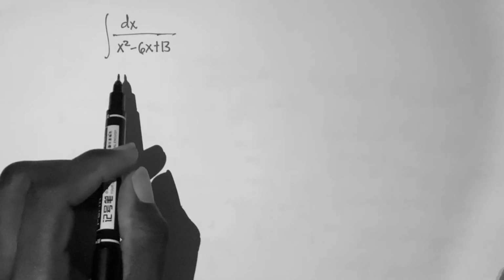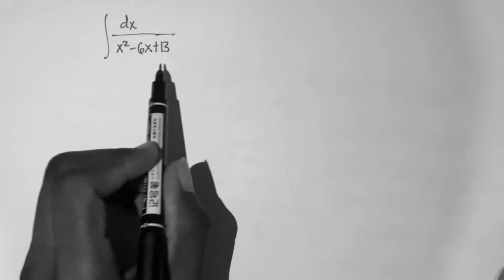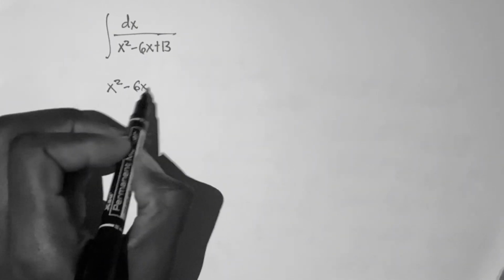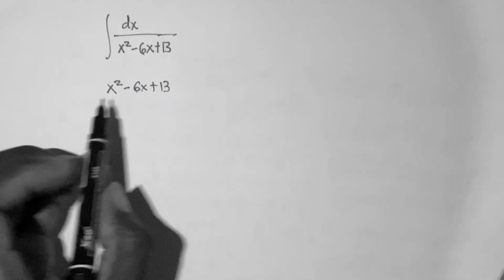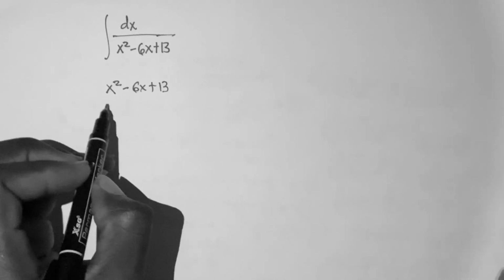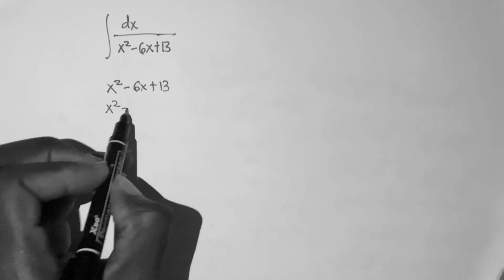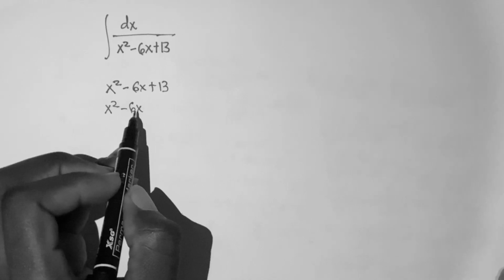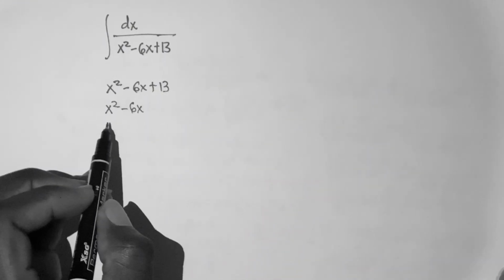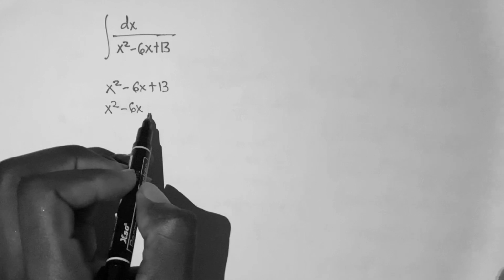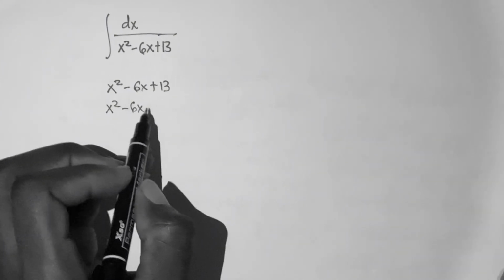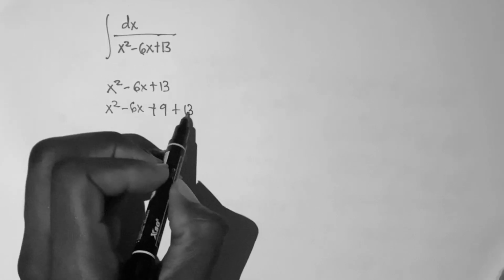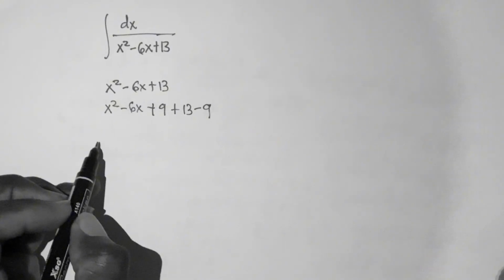So the way to go about this is to first complete the square. So let's complete the square for x squared minus 6x plus 13. In this case, this becomes x squared minus 6x, and we find half of the coefficient of x. Half of minus 6 is minus 3. So when we square it, minus 3 squared is 9. So here we'll add 9, then plus 13, and we subtract 9.